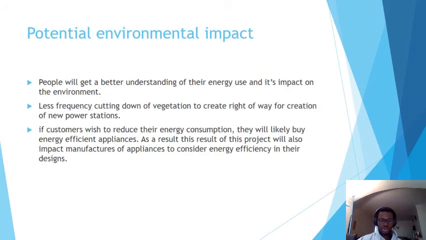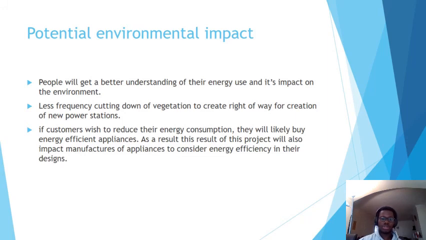Potential environmental impact. People will get a better understanding of their energy use and its impact on the environment, which is also like what happened when people started to understand the impact of plastics on the environment. They started to take a positive approach on reducing their usage and disposal of plastics. Less frequent cutting down on vegetation to create right of way for new power systems. So whenever a power station is created, trees are cut down, vegetation is destroyed to create roads for excavators and pylons to be set up.